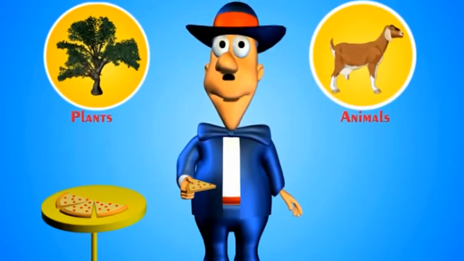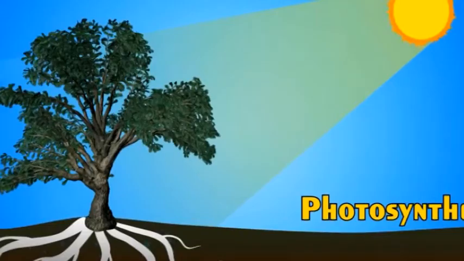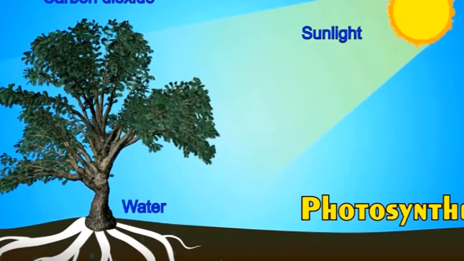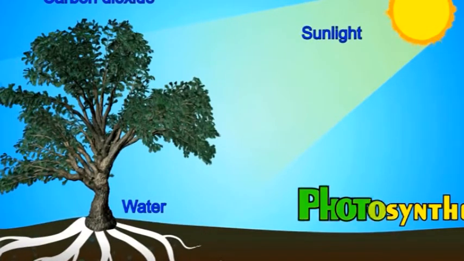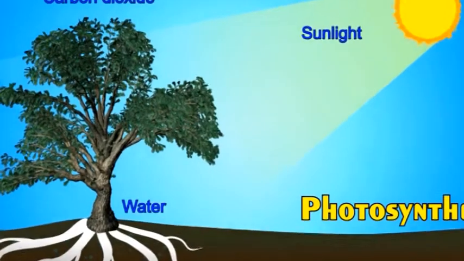Wow, you are right. We humans get all our food from animals and plants. Let me tell you more about food. Plants are the only living species who make their own food. They use sunlight, carbon dioxide from air, and water from soil to make their food. This process is called photosynthesis. So now you know plants make their own food. All other species like animals and we humans are dependent on plants.